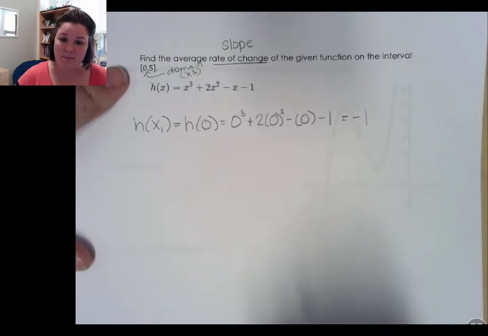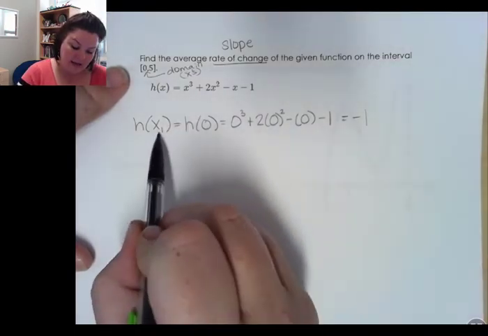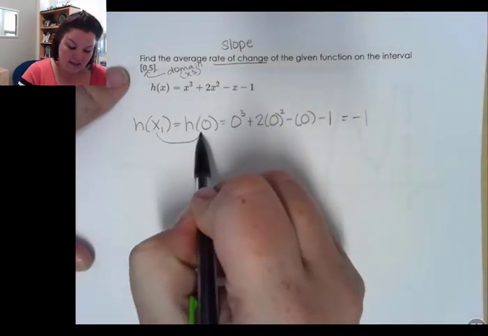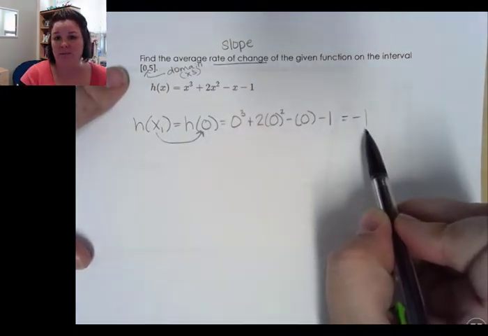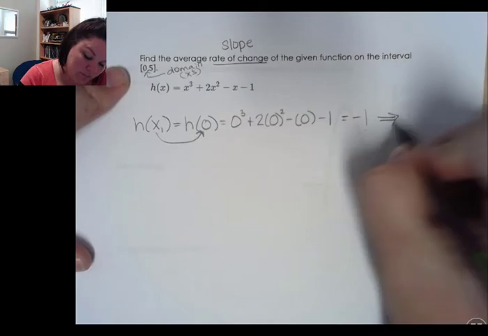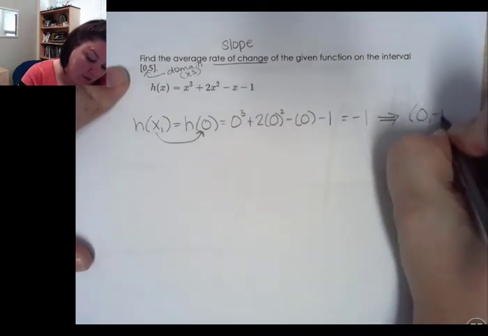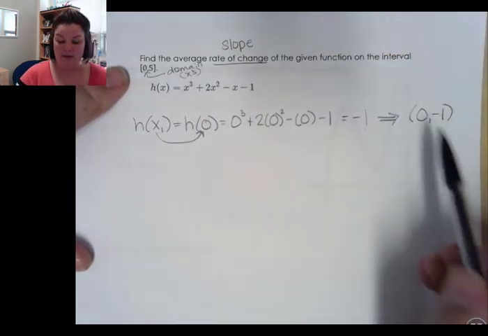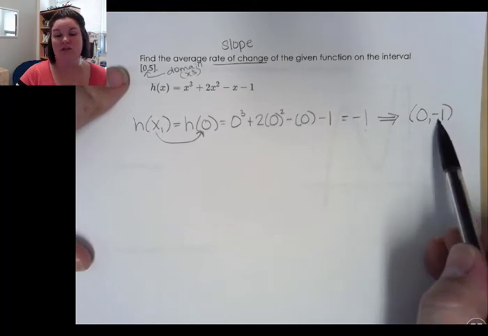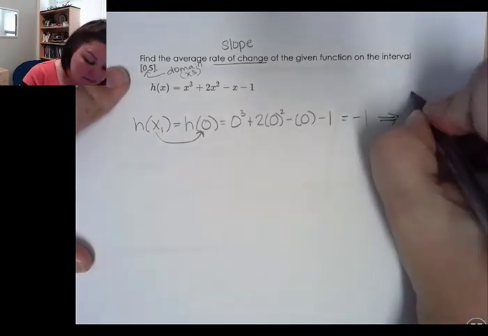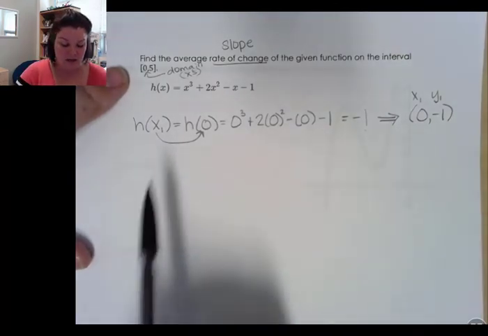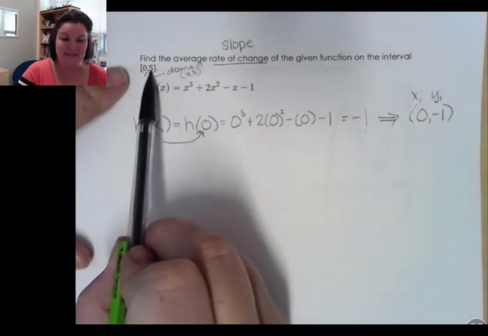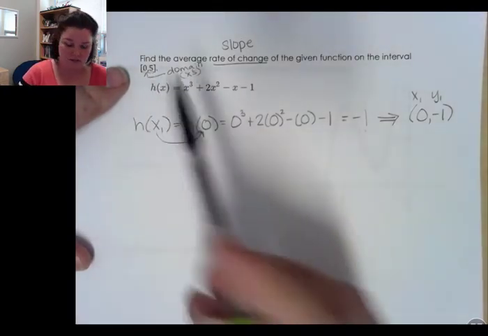So what I have come up with is I had an x, right? An x that I plugged in, and now a y value, or an h of x value, that I'm getting out. So this corresponds to the ordered pair 0, negative 1, because I plugged in 0 and my function equaled negative 1. So this is my x1, y1 point. Now I need another one so I can calculate slope, right?